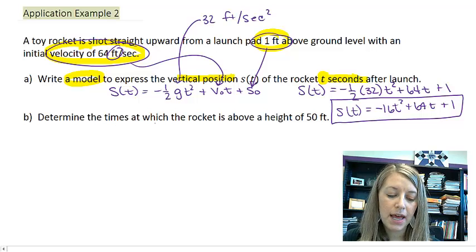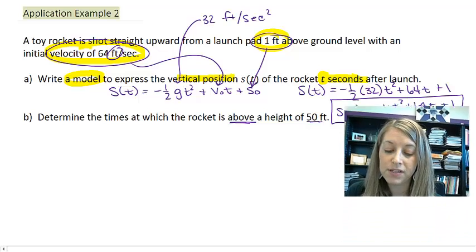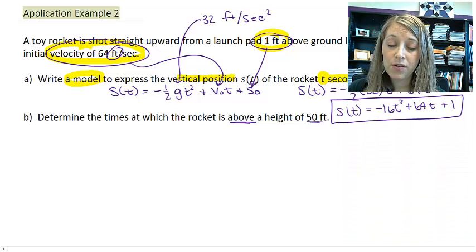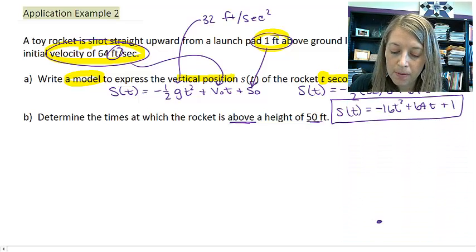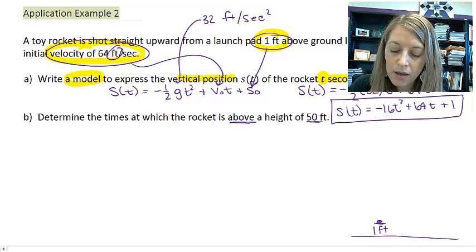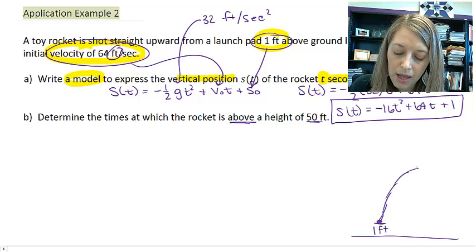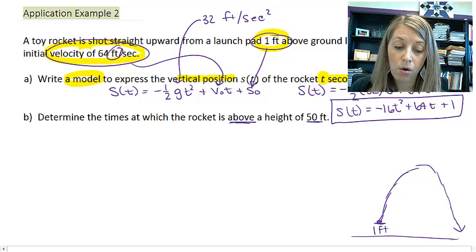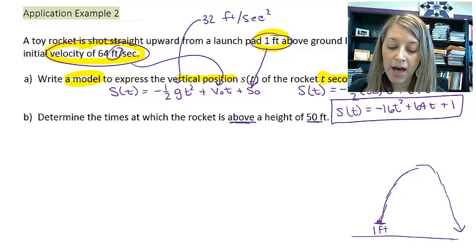Now we need to determine the times at which the rocket is above a height of 50 feet. So if I give you an image here, here's our rocket. Okay, here's our ground level. This is 1 foot above ground level, so this is 1 foot here. Our rocket shoots up, and then it comes back down. So we want to know at what times the rocket is above a height of 50 feet.